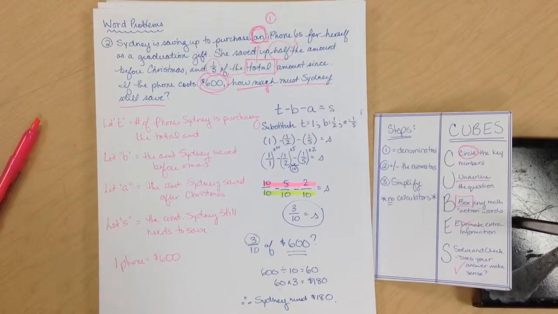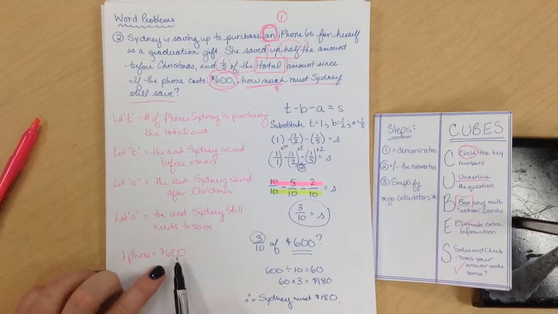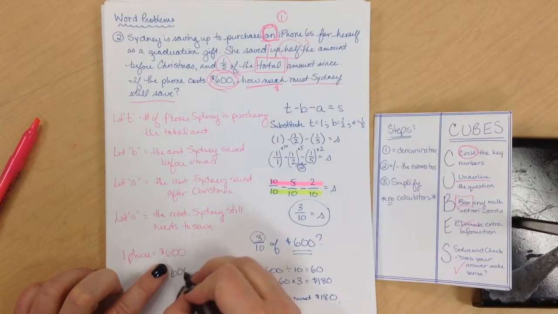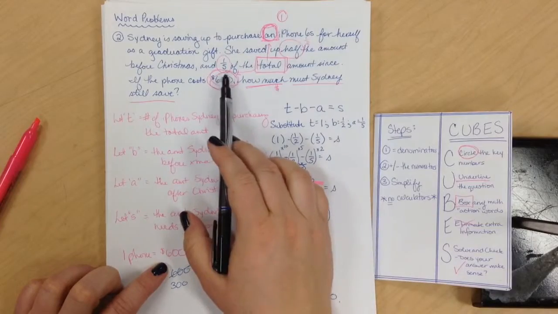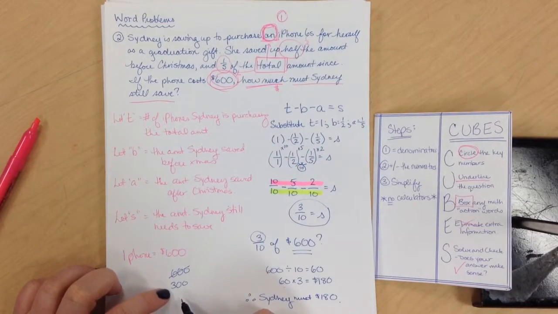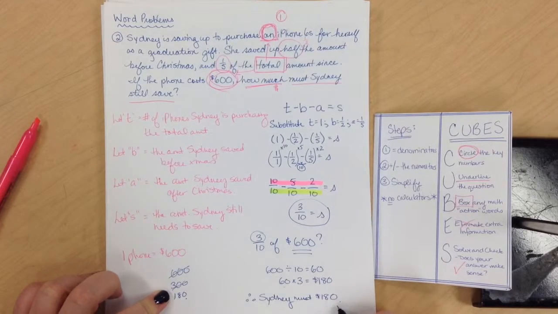So let's double check our answer. So if Sydney owes 600 for her phone in total, half of 600 is 300. So now I'm down to 300 that she owes. 1/5 of 600 is 120. So if I take 120 away from 300, I'm now at 180, which is my answer. So I'm good to go.